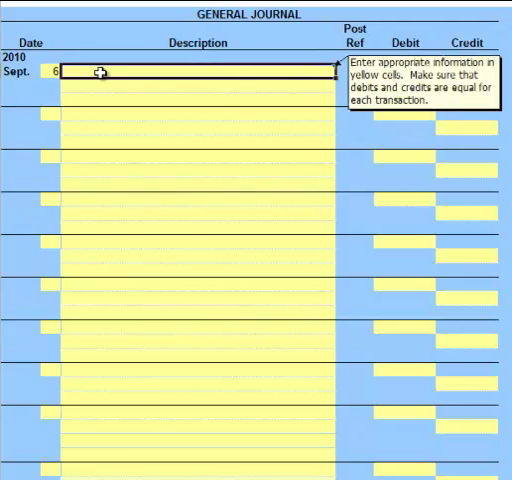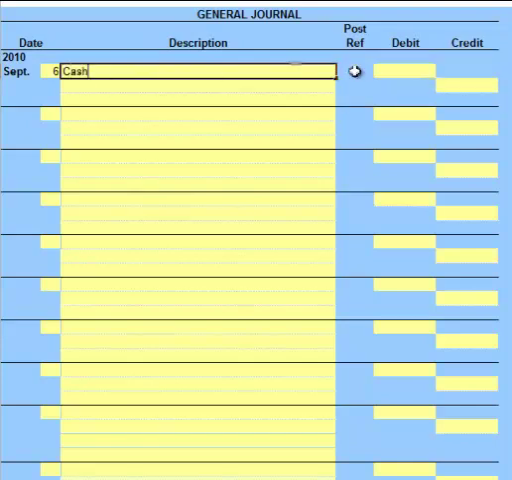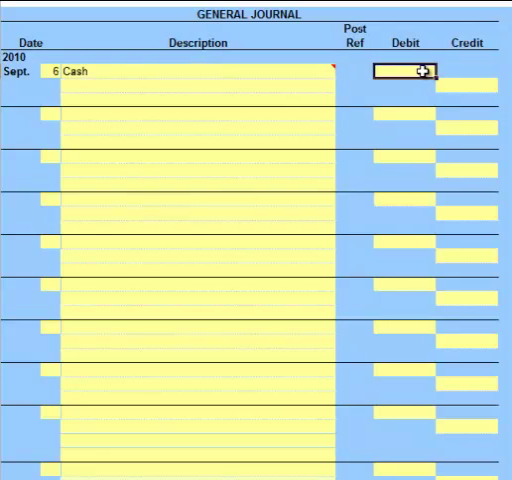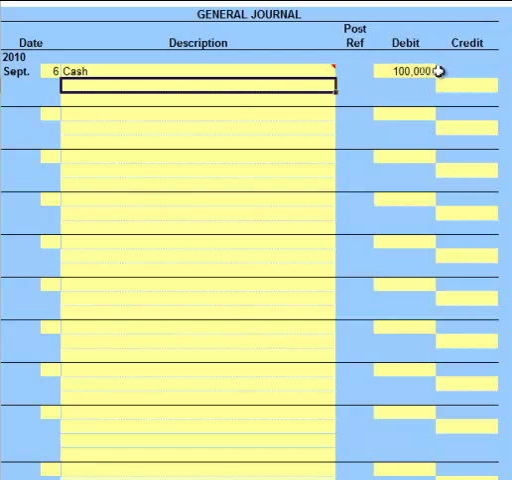And on the first line, you're going to put the name of the account that you're going to debit. And so since we're getting money in, we're going to debit the cash account. And we're going to put in the amount, which was $100,000. And then the account we're going to credit is the Carolyn Wells Capital account.